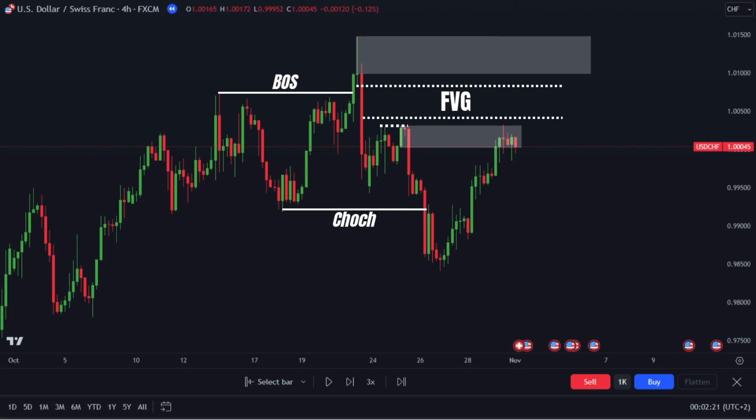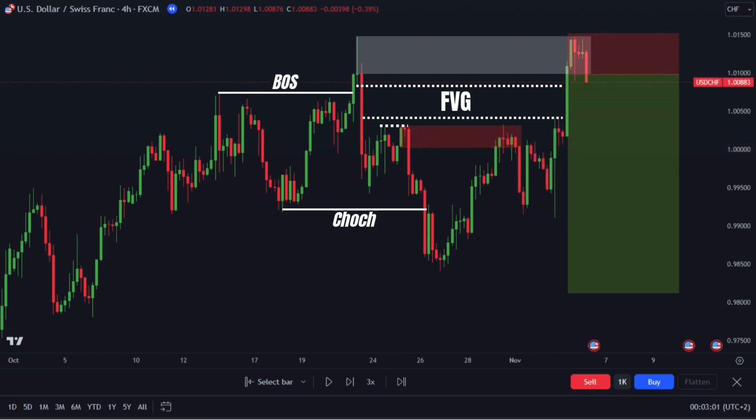With these two conditions in place, this supply zone becomes an inducement, and all those who sell from this zone will be taken out. The ideal approach is to wait for the price to fill the gap and clear the liquidity resting above. From here, execute your sell orders with a stop loss above and a take profit below. The price will most likely drop and reach your target.